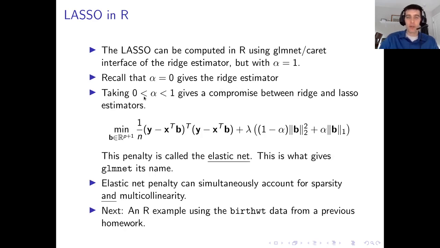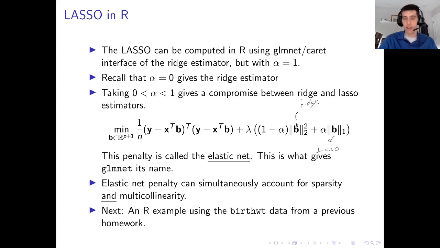If you choose alpha between 0 and 1, you get a compromise between the ridge and lasso. So what you have is a minimization problem where you minimize mean squared error, and then you add a weighted penalty. Here's a lambda, and then this alpha allows you to choose the weight between a squared 2 norm, that is, a ridge penalty, and a lasso penalty. So you see, if alpha is 0, you get no lasso penalty, you only have ridge.